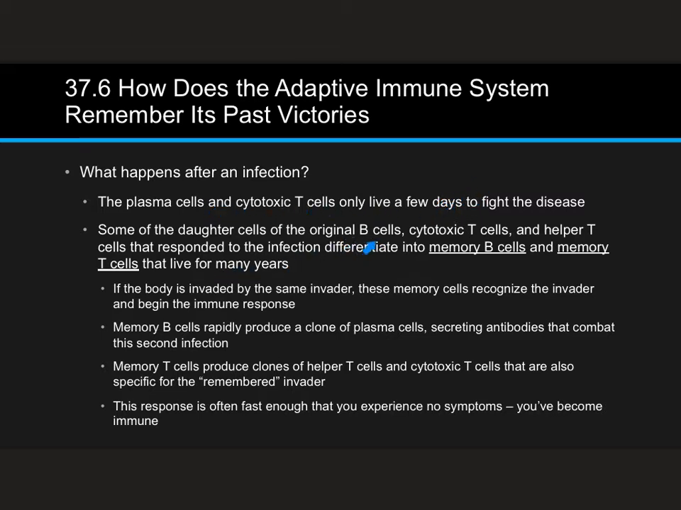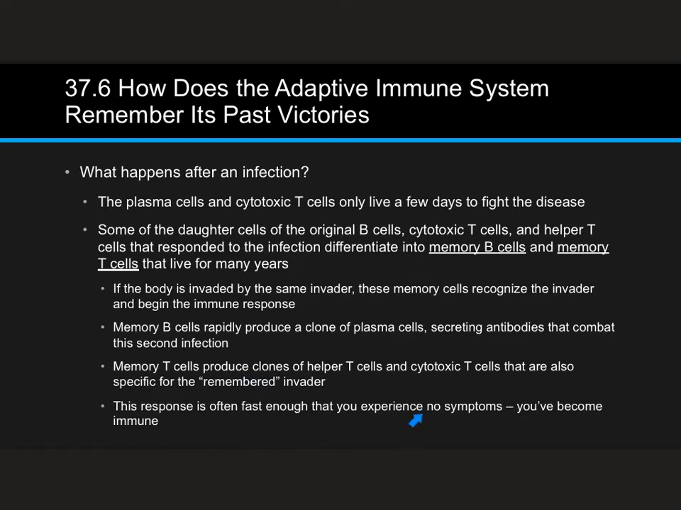However, some of the daughter cells of those original B cells, cytotoxic T cells, and helper T cells that responded to the initial infection differentiate into memory B cells and memory T cells that live for many years. If the body's invaded again by the same invader, these cells recognize the invader and begin the immune response. They start dividing again, building up a response to that particular invader. Memory B cells rapidly produce a clone of plasma cells. Plasma cells secrete the antibodies that combat the second infection. Memory T cells produce clones of helper T cells and cytotoxic T cells that are also specific for the remembered invader, the thing that's come back.